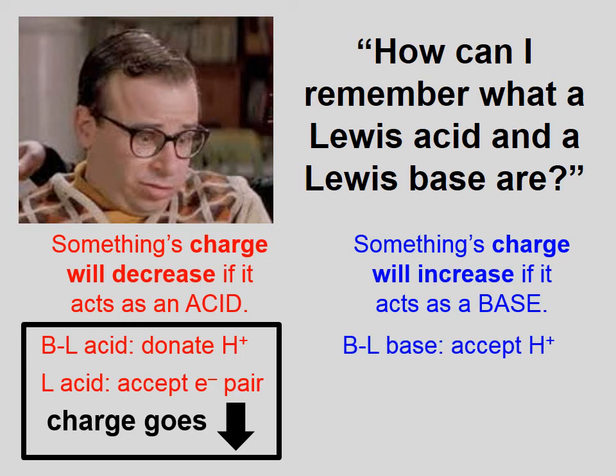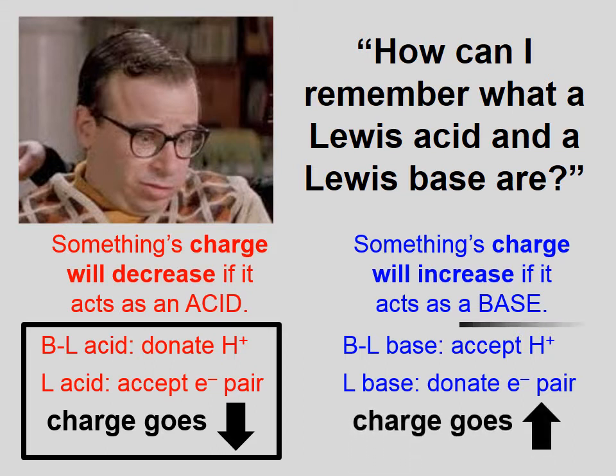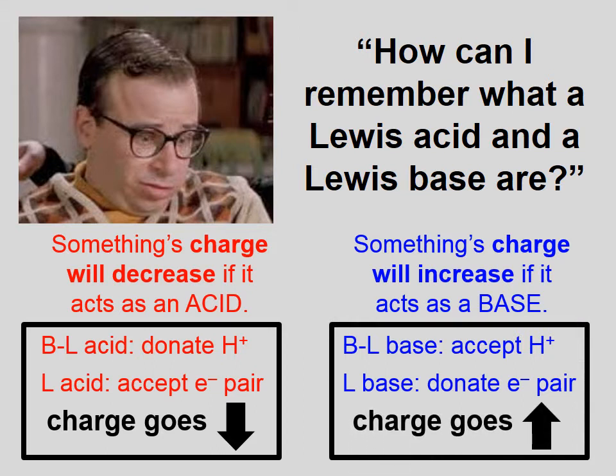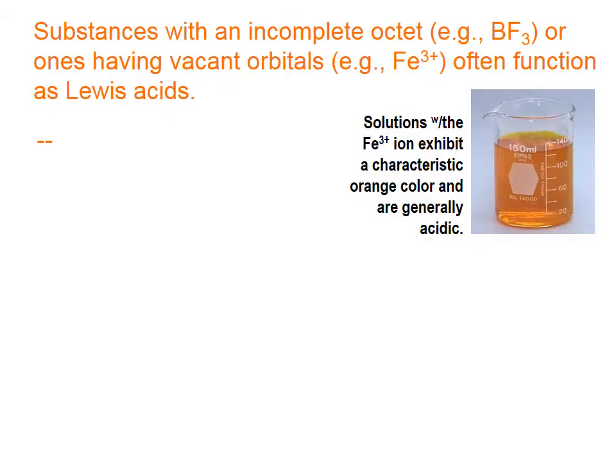A Bronsted-Lowry base, as we know, accepts protons. If I accept the gift of a proton, my charge is going to go up. On the other hand, if I donate electrons, you can think of them as I'm giving them away. If I give away some electrons, my charge will increase. Maybe that'll help you remember what a Lewis acid and a Lewis base are.